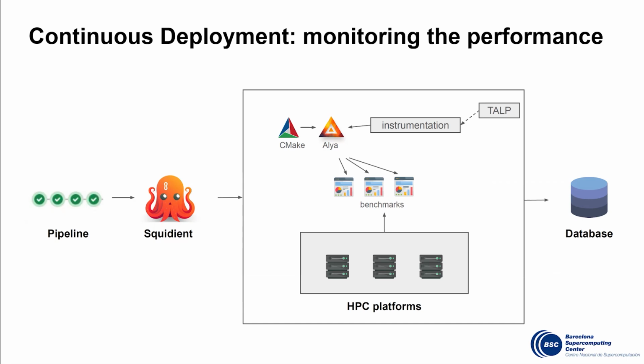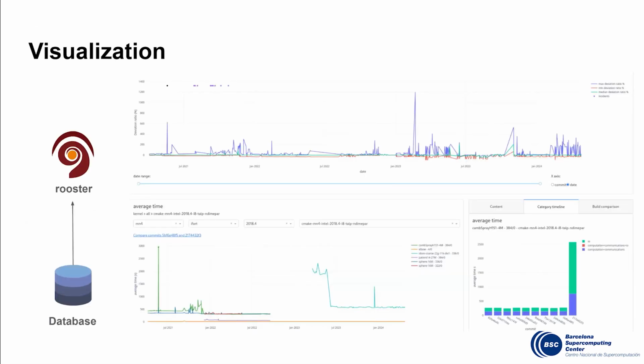And we run benchmarks that are like simulations running on several nodes and HPC platforms. We store the results of the metrics in a database, and we visualize this information with a tool we have developed, Rooster. So here we have different visualizations. On the top, we have an overview that shows the global behavior of the benchmarks. So when we have spikes, it means that one of the benchmarks lasts longer than normal.